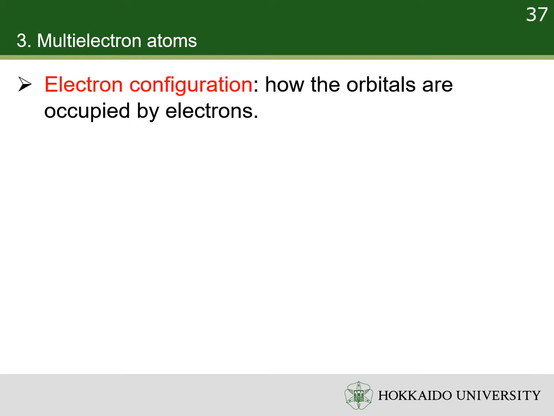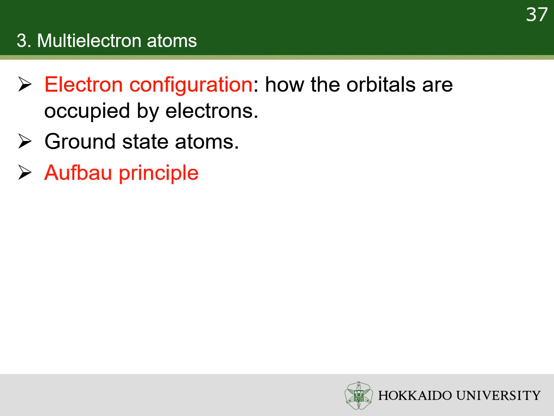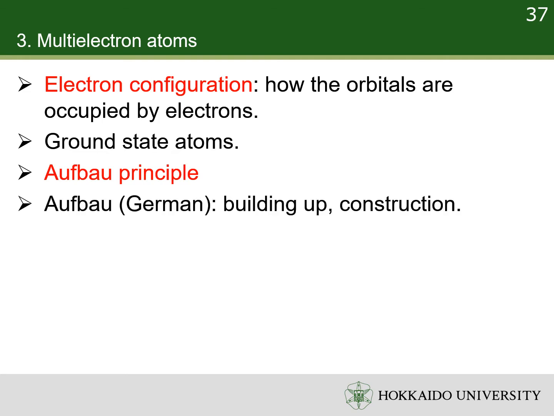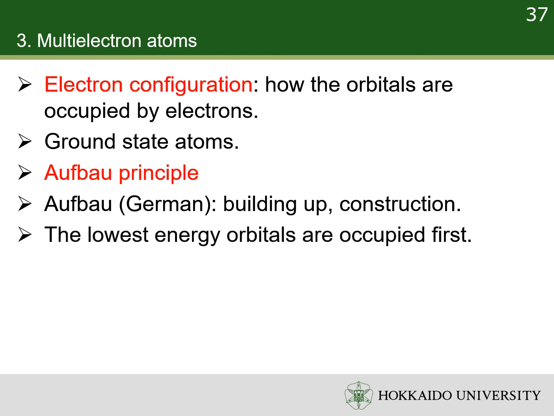To understand the properties of atoms, we need to know their electron configurations. The electron configuration of an atom is how electrons occupy its orbitals. Here, we will study the electron configurations of atoms in their ground states. There are two principles and two rules used here. The first one is the Aufbau principle. Aufbau is the German word meaning building up or construction. The Aufbau principle says that the orbitals with lowest energies are occupied first.